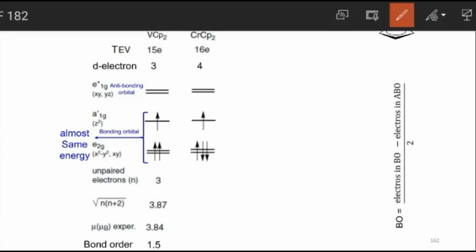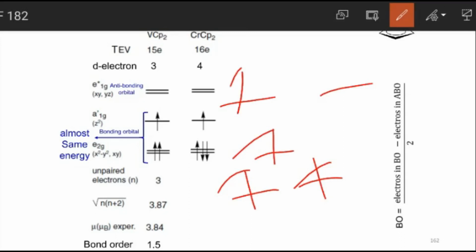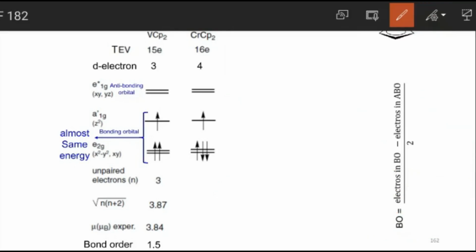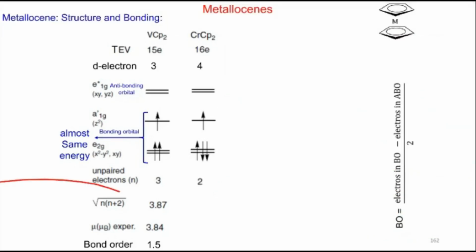So D4 system we could able to write in two different way. 1, 2, 3, 4. இப்படி எழுதலாம். 1, 2, 3, 4. This is called the low spin compound. All your metallocene compound will form only low spin compound except manganese. But in the case of chromium, the number of unpaired electron is 2. Therefore, the answer is 2.83, and the bond order became 2. Bond order equal to number of electron present in the bonding orbital minus the number of electron present in the anti-bonding orbital.